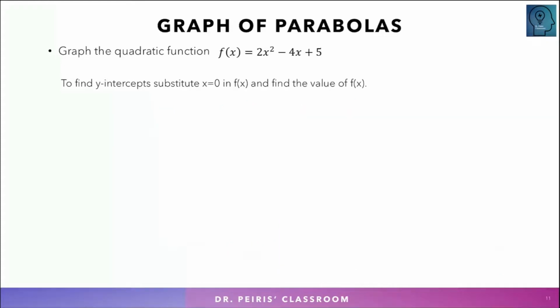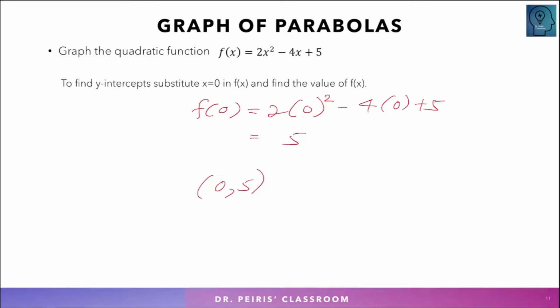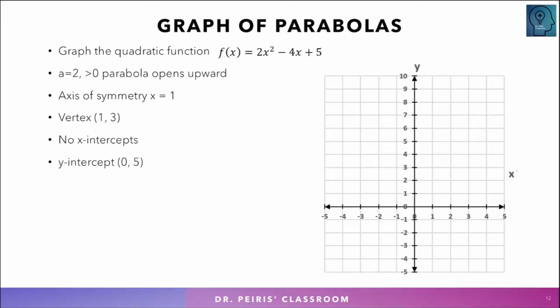Let's see how to find the y-intercept. Again we substitute x equals 0 to find the y-intercept. 2 times 0 squared minus 4 times 0 plus 5. So this is equal to 5. The y-intercept is 0, 5. We found everything, then we can simply graph it. In this case a is equal to 2, which means the parabola opens upward because a is greater than 0. We found the axis of symmetry is 1, the vertex is 1, 3, there is no x-intercept, and the y-intercept is at 0, 5.